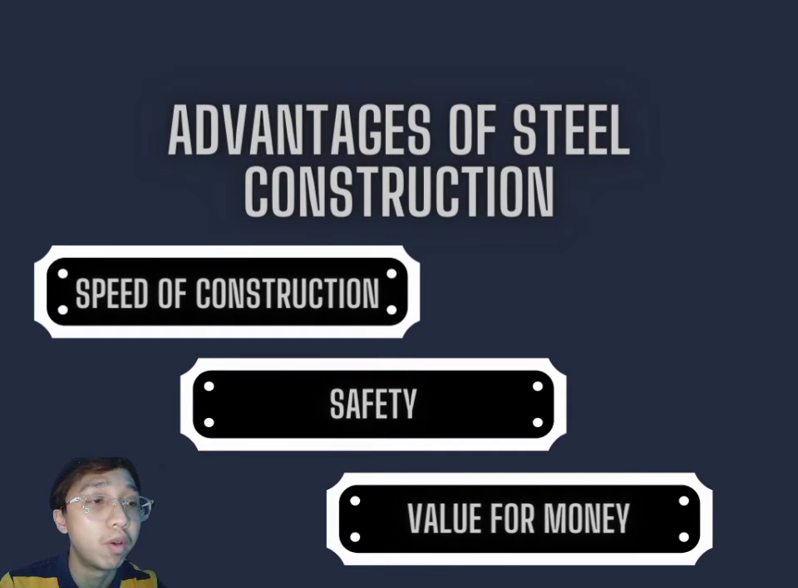It is value for money because faster construction means earlier handover and tenancy. Smaller member sizing, in particular for columns, equals greater net lettable space. Longer spans equate to more flexible internal spaces.